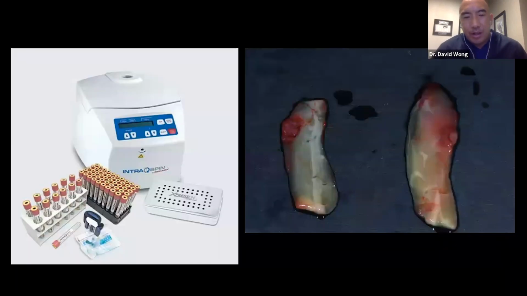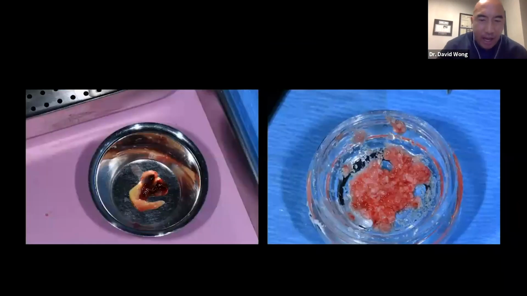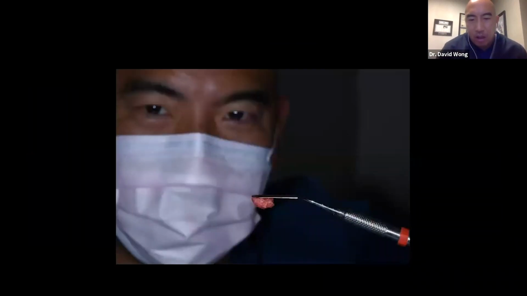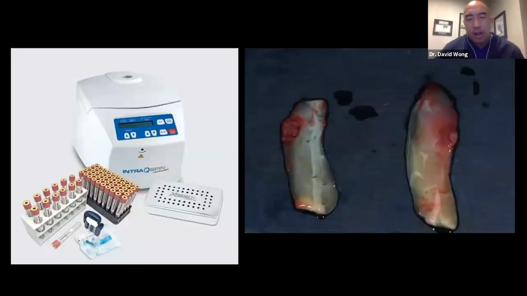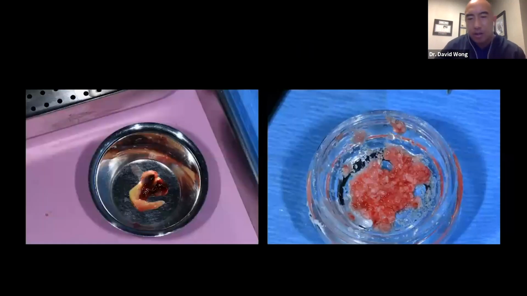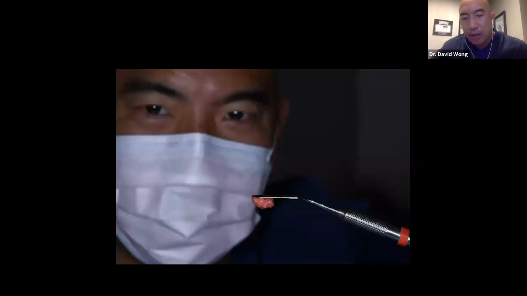And then in addition to that, we talked about the importance of grafting the gap. So we're going to graft the gap with our sticky bone. This is made, by the way, with the Intraspin. This is also through BioHorizons as well. But we're using our bone graft and our Intraspin, our PRF, to make sticky bone so that we can graft the gap defect around the implant.